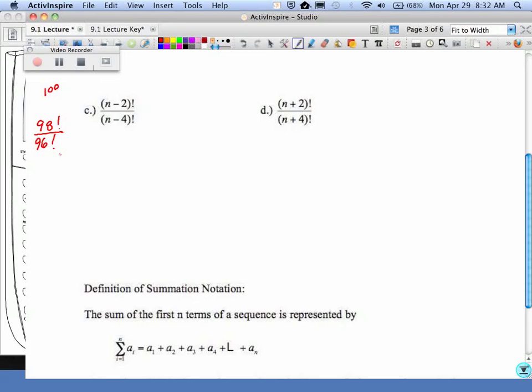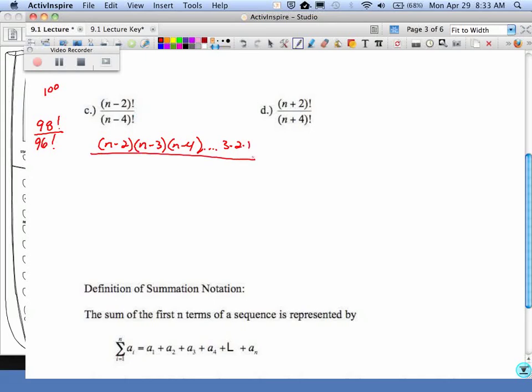Take 1 away, where are you at? Take 1 away, where are you at? n minus 3. Take 1 away, where are you going to be? Minus 4. Do you see the pattern? Dot, dot, dot, 3, 2, 1. Start at n minus 4. Take 1 away, where are you going to be? n minus 5. Do you see the pattern? Good. 3, 2, 1.